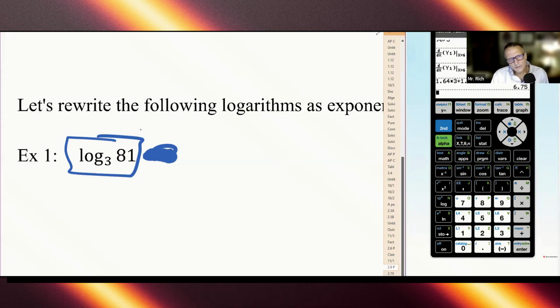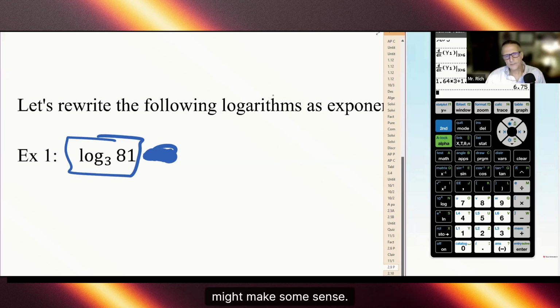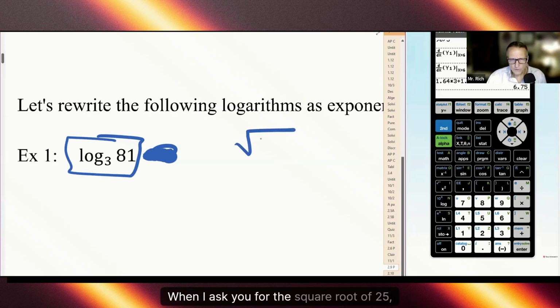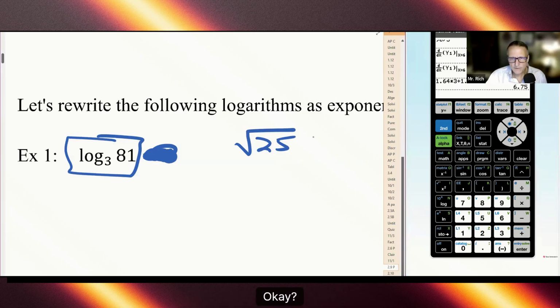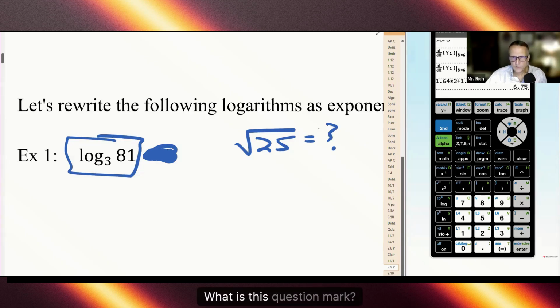Well, I want to show you an analogy in mathematics that might make some sense. When I ask you for the square root of 25, you all know that that's 5. You can say plus or minus 5, but let's just use a positive value here, 5. That is asking the question, what number, when raised to the 2nd power, gives you 25? You actually have to ask that question, because it's an implied question in the square root. Basically I'm saying that there's an unknown.